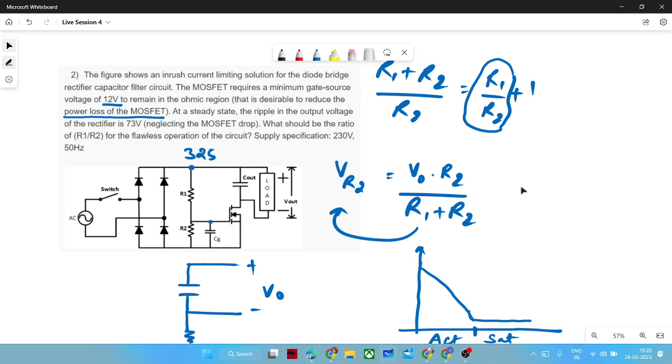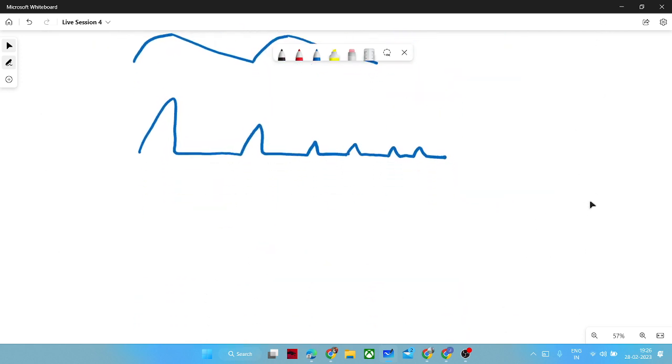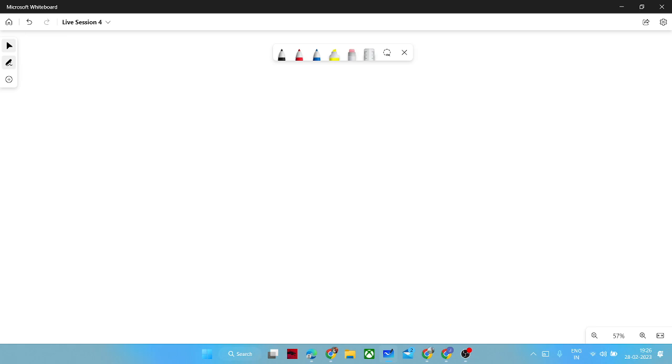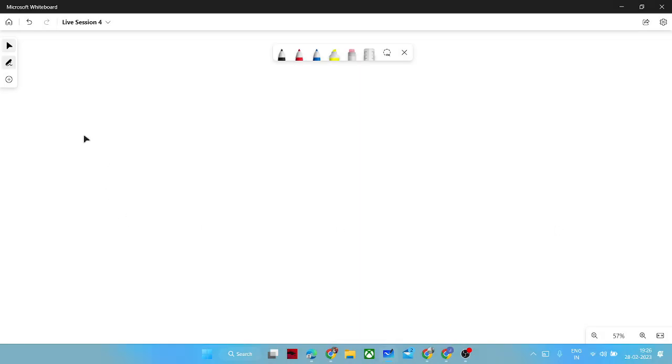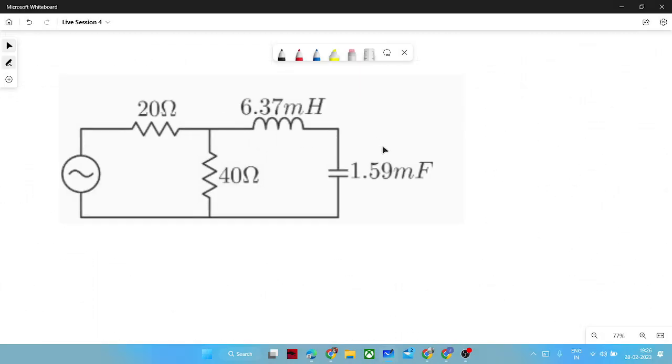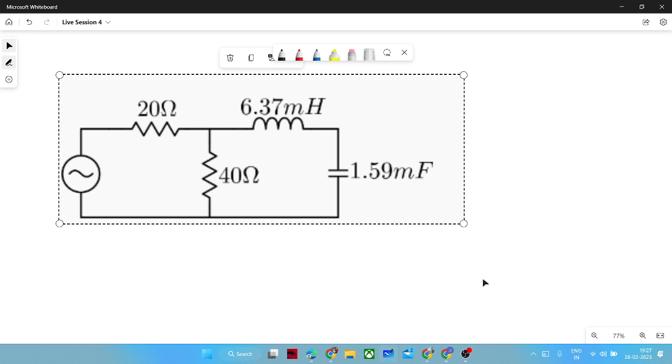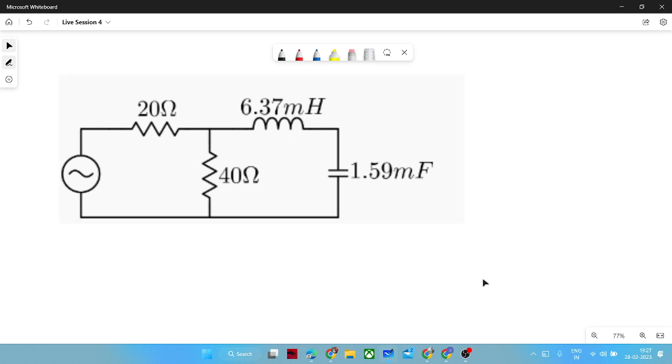Do you have an approach for seven? Maybe I missed it at the start. Okay, the seventh problem. It is quite easy. You just need to compute the equivalent impedance. So you need to find out the power factor, right?